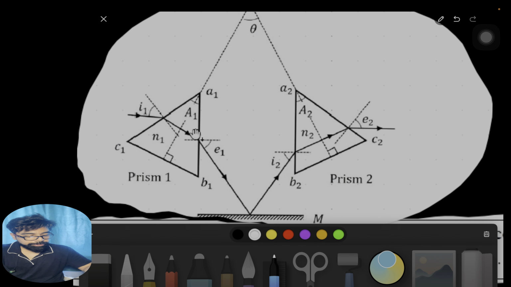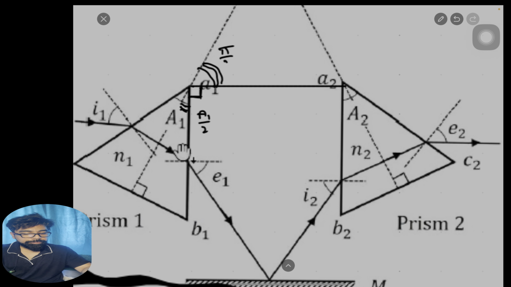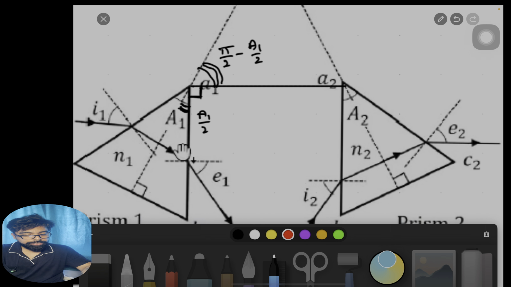To do that, we can see this double angle will be how much? It's going to be A1 by 2. Join here. This angle is A1 by 2, this angle is 90, so this will be 90 minus A1 by 2, because then only the summation will become 180 degrees. So the red one is A1 by 2, this is 90, and this is 90 minus A1 by 2.